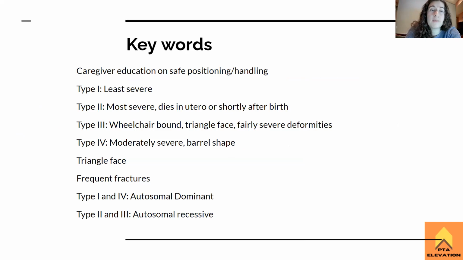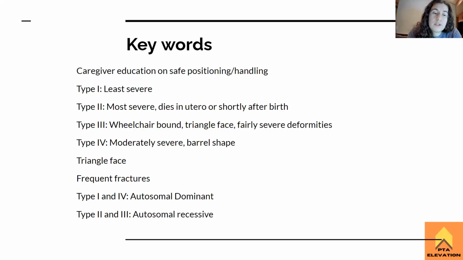Understanding some keywords for different types. Remember, type 1 is the least severe, very mild fractures, not too much going on. Looks like you or me, frequent fractures up until puberty. Same thing applies, safe positioning and handling. Type 2, most severe. This individual usually dies in utero or shortly after birth. Type 3, this individual is probably wheelchair bound, triangle face, fairly severe deformities, but they're able to do most of the things that they are able to do. I'll put blue sclera as a bonus one on there for you guys so you understand what's going on with that. Type 4 is moderately severe. They'll have the barrel-shaped chest and everything like that. They don't have the blue sclera for this individual. They might need some mobility aids, like crutches or something like that, to be able to get around and do well.